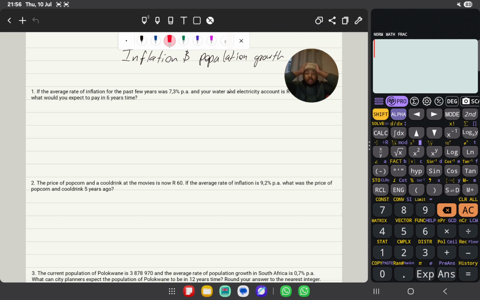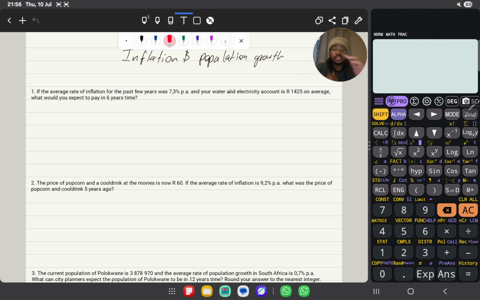Cool. So what we are doing in this video is inflation and population growth. So I sort of combine them. Any question that involves inflation or population growth, we're going to use the compound interest formula, because of the rate of growth. Remember that compound interest formula? You see that formula?